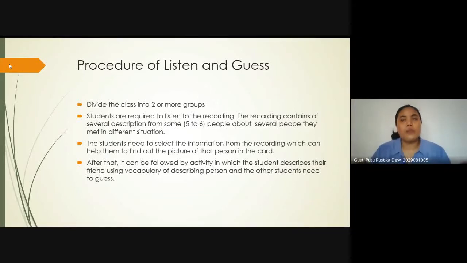So the students are put in the group, given some picture cards, and after that listen to the recording. And then the students need to select the information from the recording, which can help them to find out the picture of that person in the card. Okay, after this activity finishes, so actually the teacher can set up follow-up activities which require the students to describe their friends using describing vocabulary of describing person, and then other students need to guess.